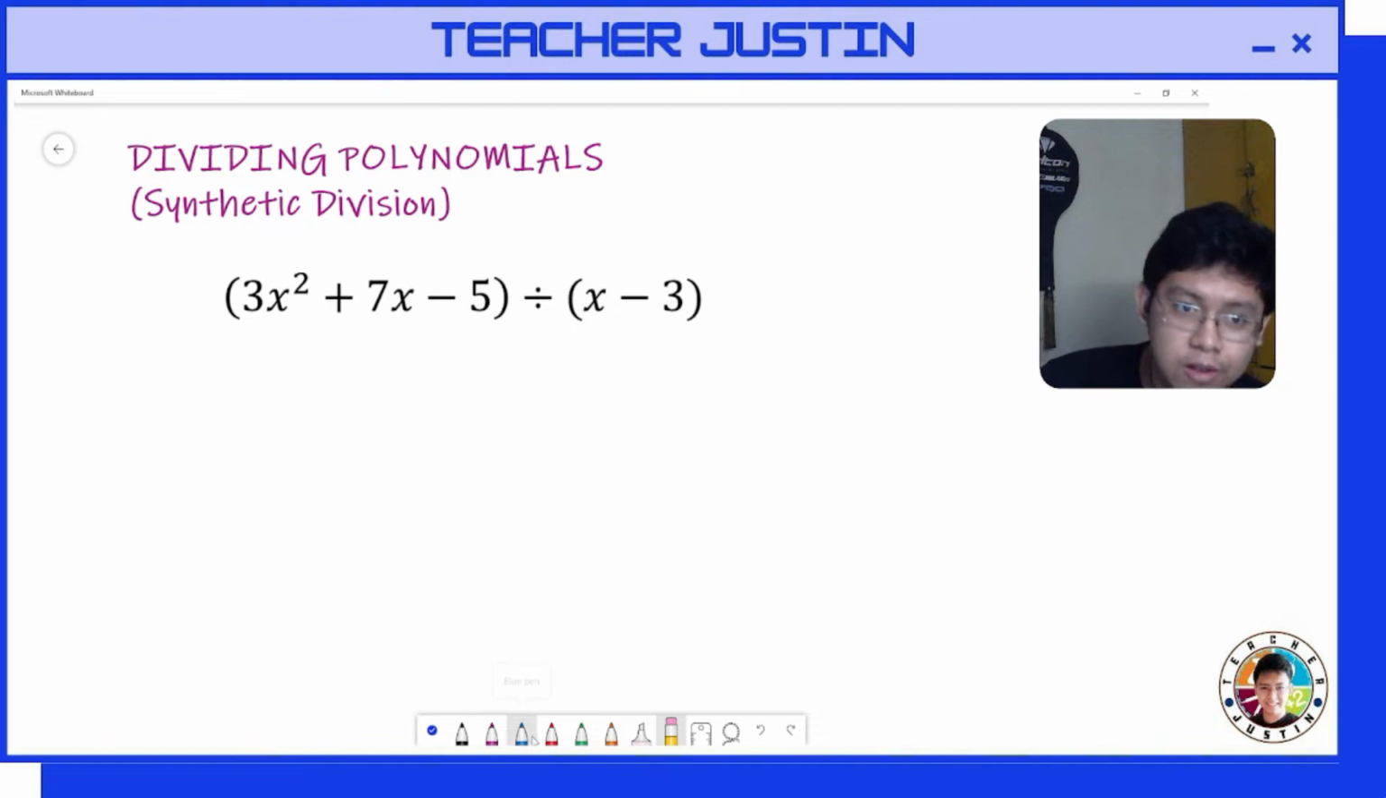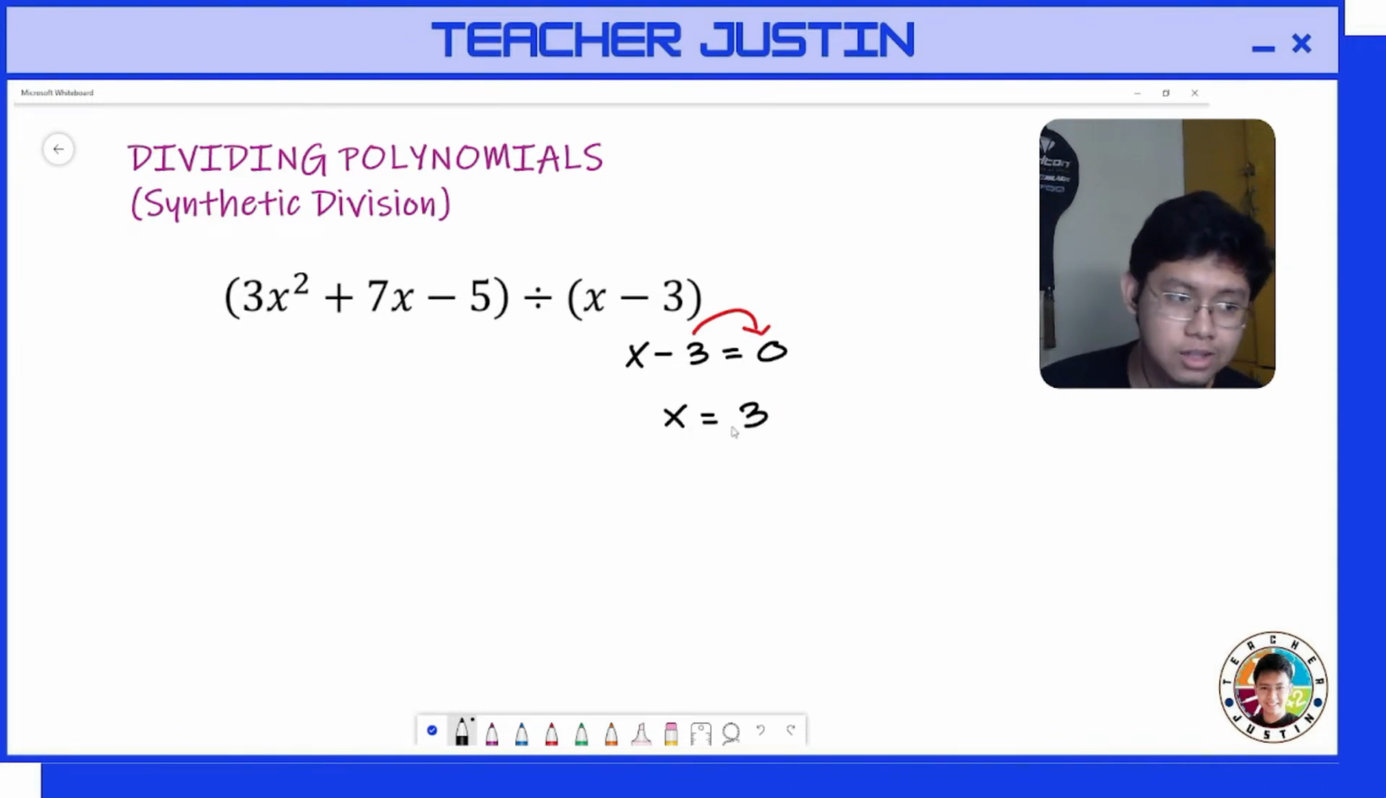In dividing polynomials using synthetic division, our first step is for us to equate our divisor to 0. So our divisor is x minus 3. Let's equate it to 0, then solve for the value of x. Let's transpose negative 3 to the other side of the equation, giving us positive 3. So our x is equal to positive 3. That will serve as our divisor. So 3 is our divisor.